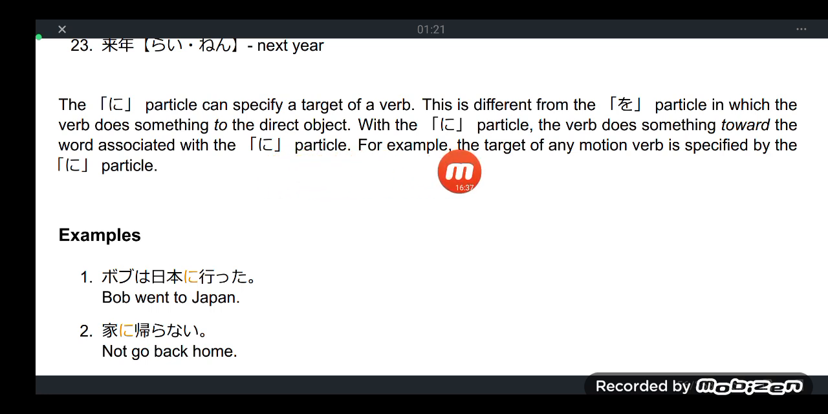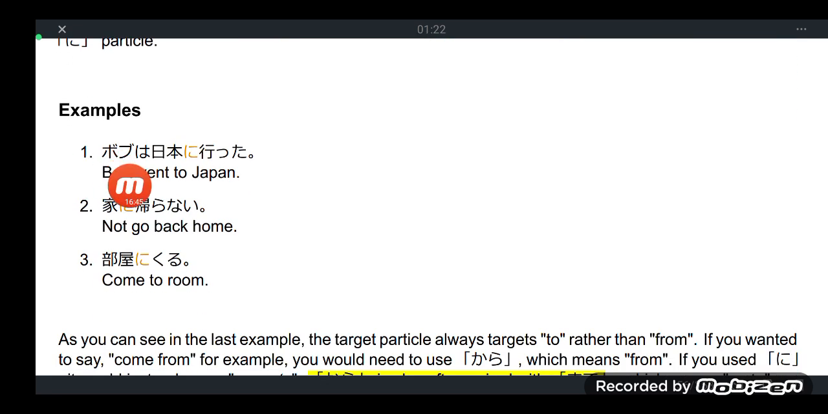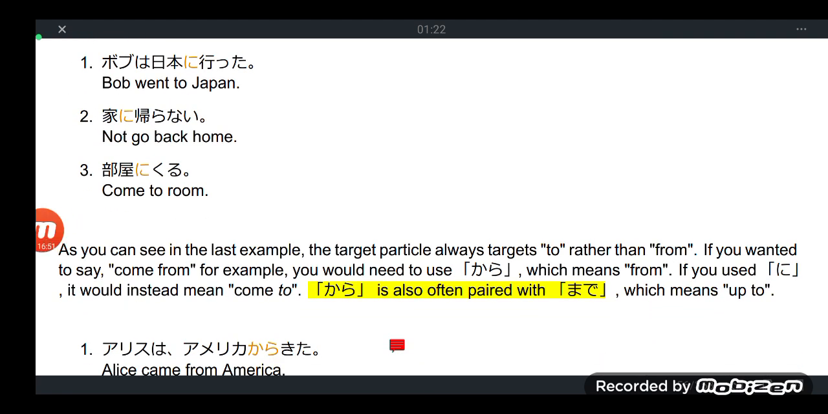For example, the target of any motion verb is specified by the ni particle. For example, Bob wa Nihon ni itta. Bob went to Japan. Okay, so ie ni kaeranai. Ie ni kaeranai, or ya. Sometimes this is also pronounced as ya. Ie or ya. Ie ni kaeranai: not go back home, cannot go back to home. Heya ni kuru, come to room.